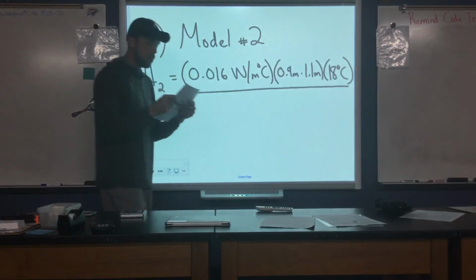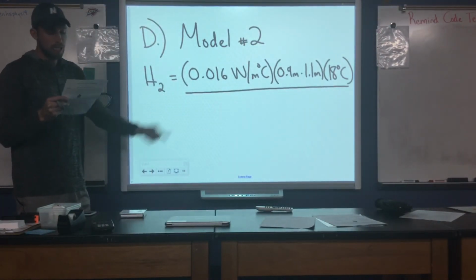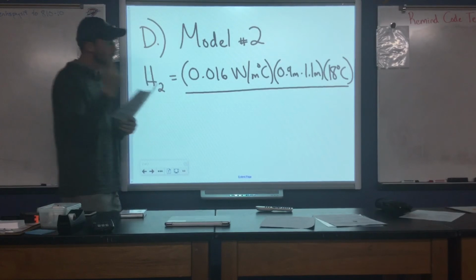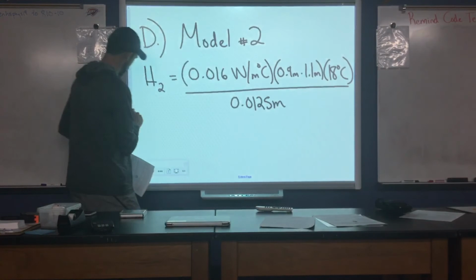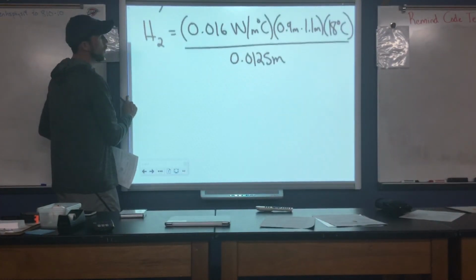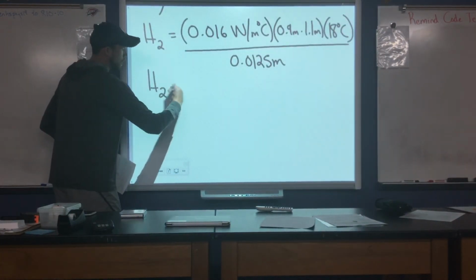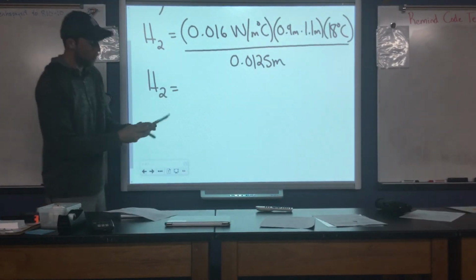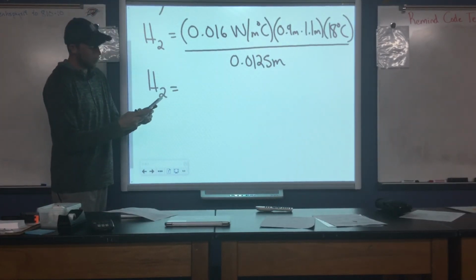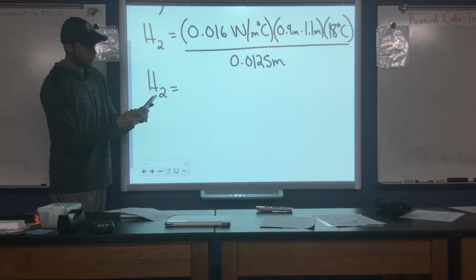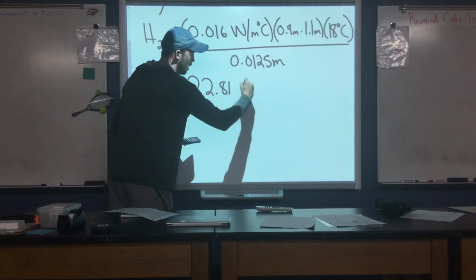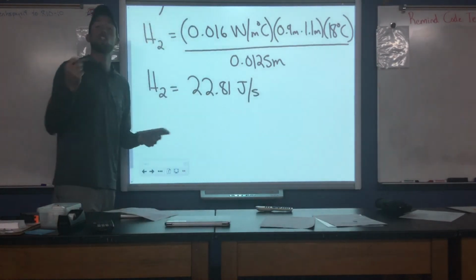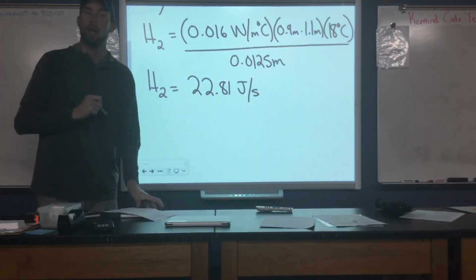And we're told here the length of our window is 1/2 of an inch, so similar to before. And converting that to meters would be about 0.0125 meters. So now that we have all of the variables we'll need to find the heat transfer rate, it's really a matter of solving algebraically. So here we go, 0.016 multiplied by 0.9 by 1.1 multiplied by 18 and divided by 0.0125. I get a value of about 22.81, and we could leave this in watts, but I'm going to write it as joules per second because time is something that we're focusing on here.